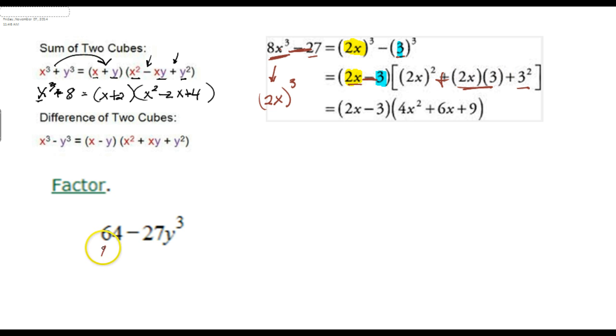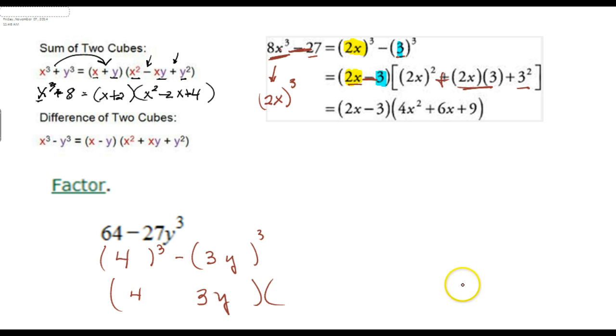So here's the last example. You have to come up with what's being cubed here. So in this case, I think 4 times 4 times 4 is 64. 27 we know is 3 cubed and y. So if I ask for the bases, you should give me a 4 and a 3y.